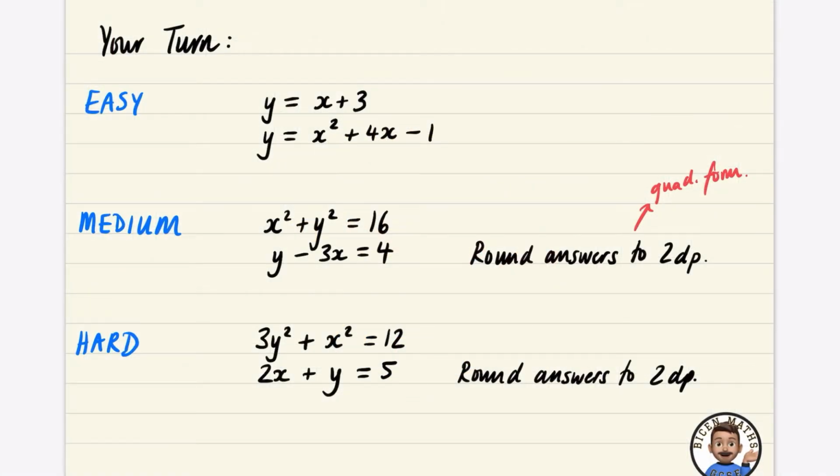Okay, so we're going to go through these three. We're going to do the easy, the medium, and the hard. Just a quick one. I actually don't think the medium one needs the answers rounded to 2 decimal places. I think it's only going to be this last one here that's going to need the quadratic formula. So let's get started on the easy one.